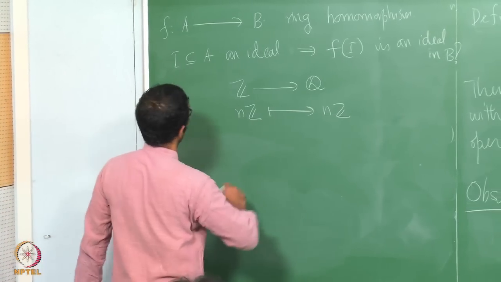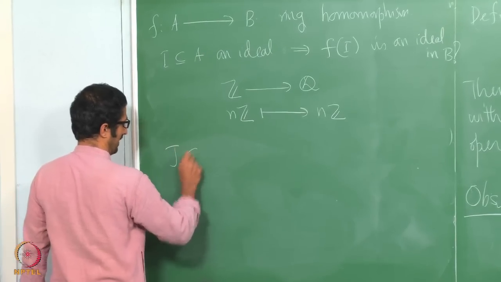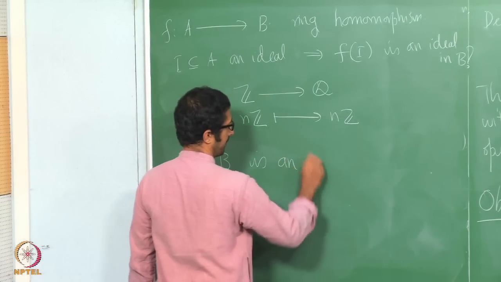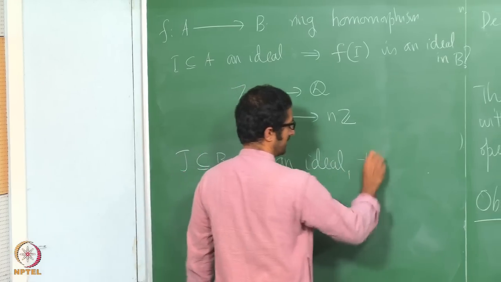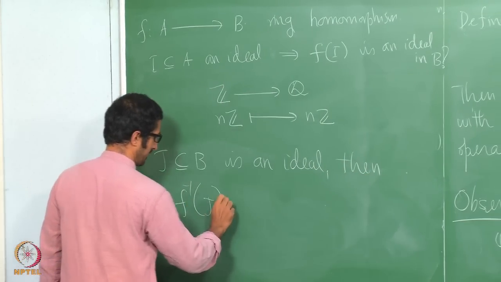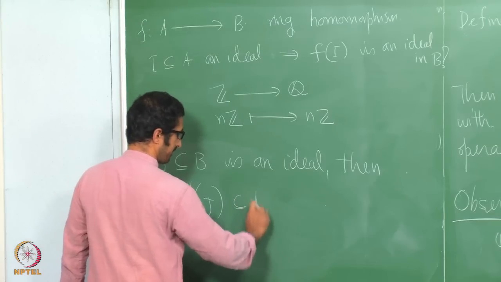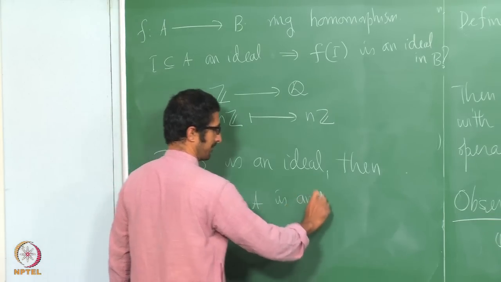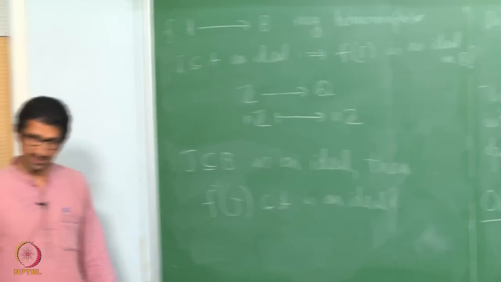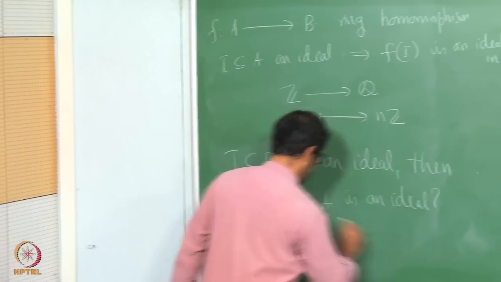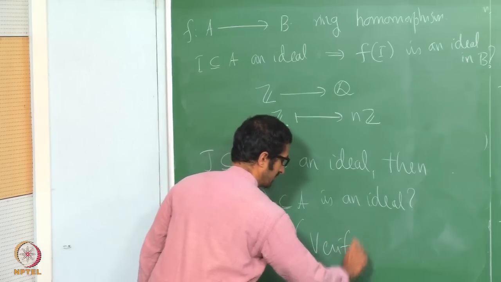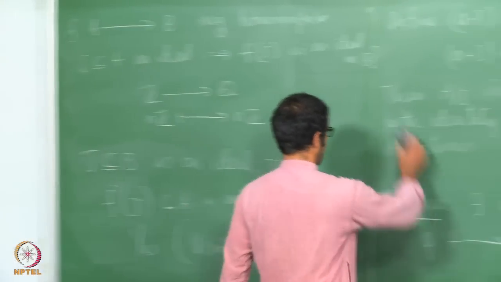But now let us ask another question. If J in B is an ideal, then what about f inverse of J? This is indeed an ideal. So the answer is yes. If you have not done this verification, one can do it.